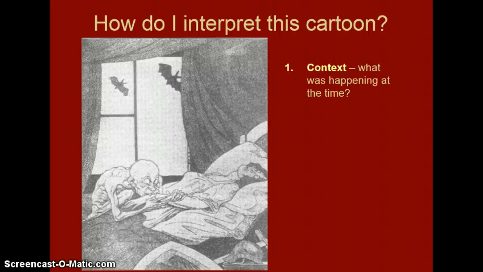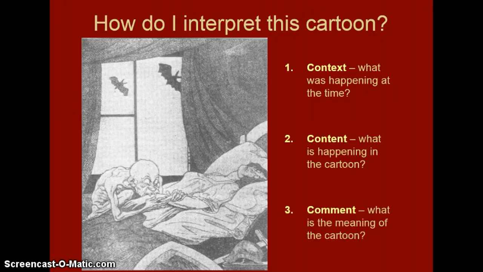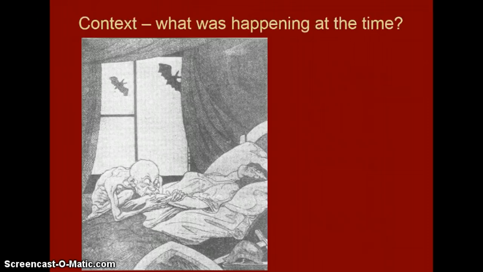Well, first of all, we have to look at the context. What was happening at the time? Then we need to look at the content. What is happening in the cartoon? And finally, comment. What is the meaning of the cartoon? Let's look at the context. What was happening at the time?